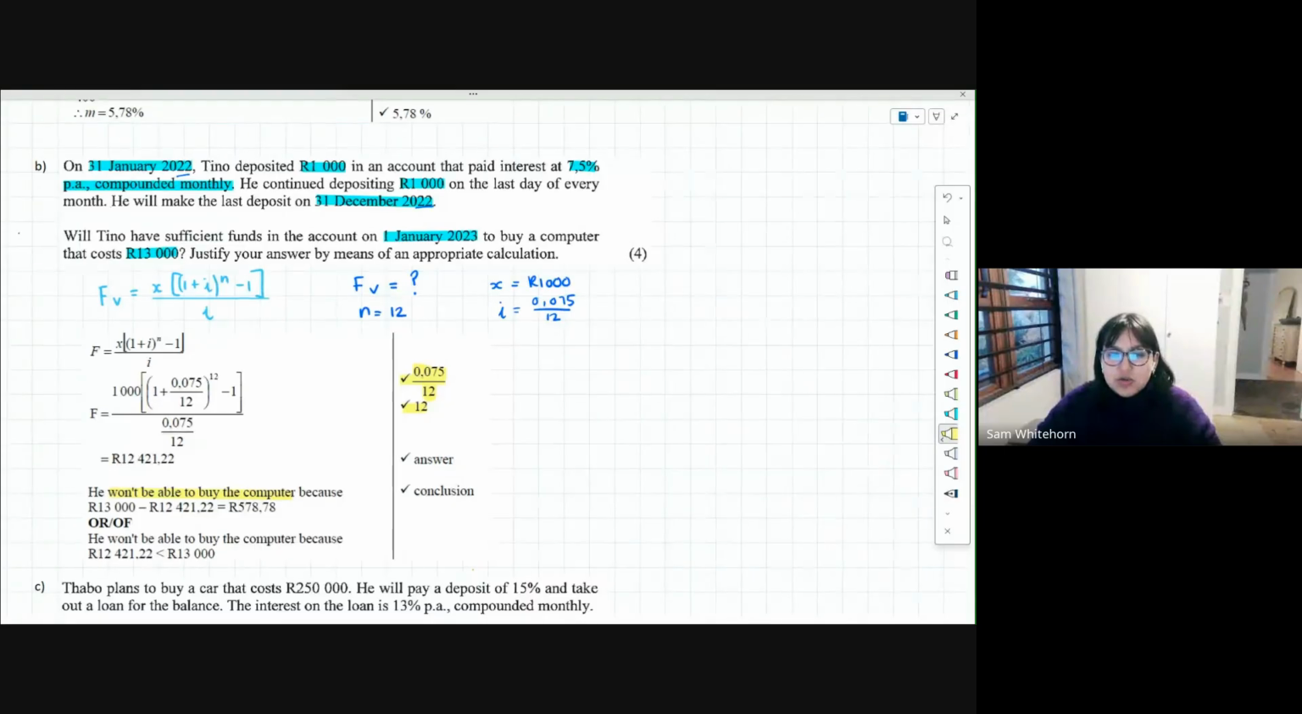You don't need to actually do that calculation. You basically just need to say he doesn't have enough money to buy the computer. Gosh, imagine a calculator was 13,000 Rand. But you do need to make the conclusion because remember the question said, will there be sufficient funds, justify your answer? This is your justification, and then you've made your conclusion.